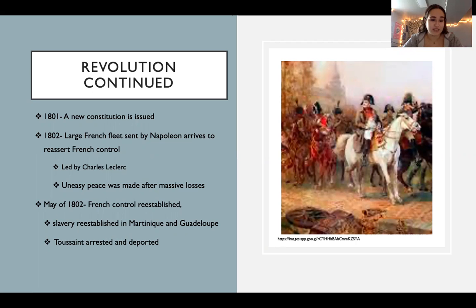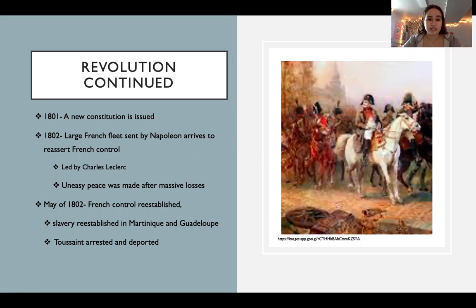However, in May of 1802, once the French control was established and truces were agreed with leading Black generals, they reestablished slavery in two surrounding towns, including Guadeloupe, and Toussaint was arrested and deported to France, and he did eventually die in prison.